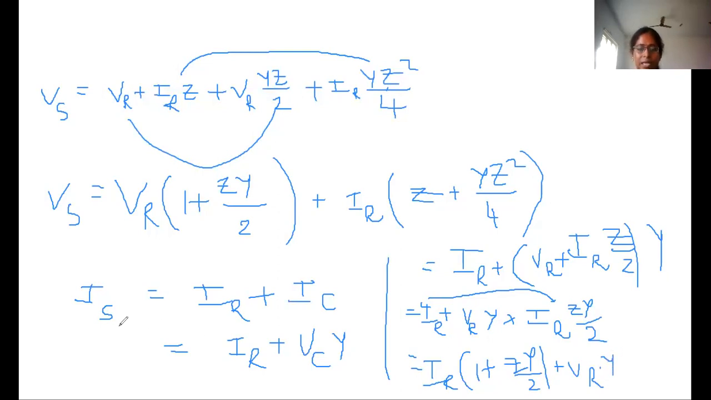Okay, this is the Is value in terms of VR and IR. Then compare these equations with the two-port network equations, Vs equal to A into VR plus B into IR, and Is equal to C into VR plus D into IR. We know the values of A, B, C, D. Okay, see here once again.